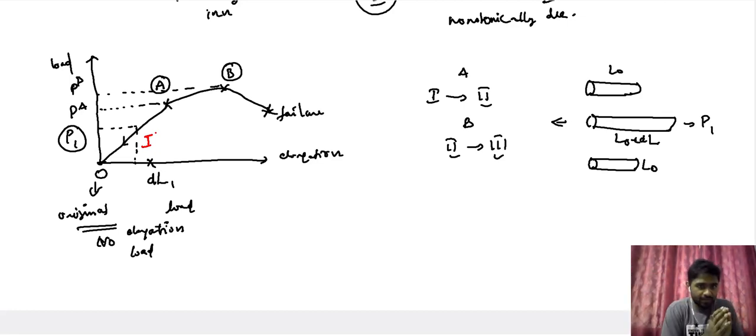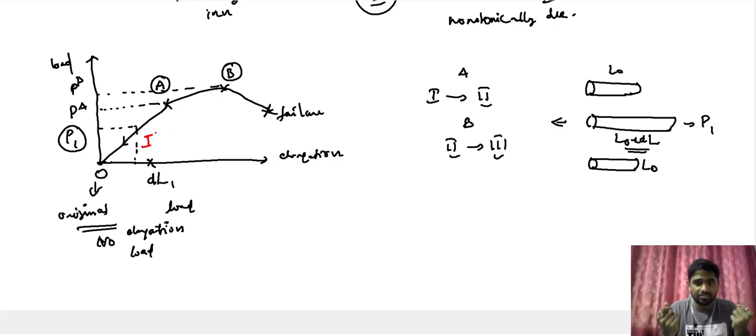So what we have is a sample that is held at the original position, and now you are imposing a load P1, and in response to this load P1, there is a change in the longitudinal dimension, that is dl1. The new dimension is L0 plus dl1. Now when you release the load P1, the system goes back to its original state, wherein there is no elongation and there is no load that is present in the metals and alloys that we are considering.